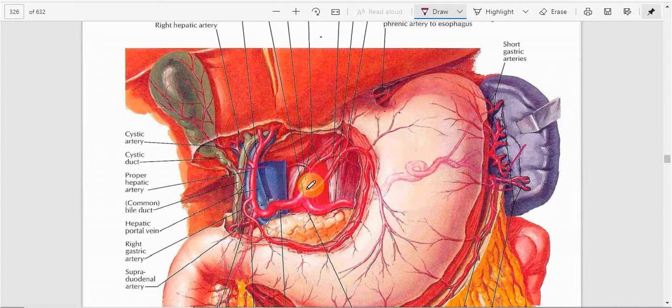L1. And if you remember, T12 actually corresponds to the level of the aortic opening of the diaphragm, via which the aorta enters from the thorax into the abdomen.